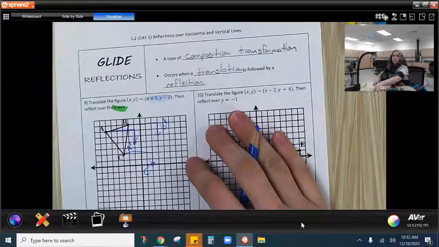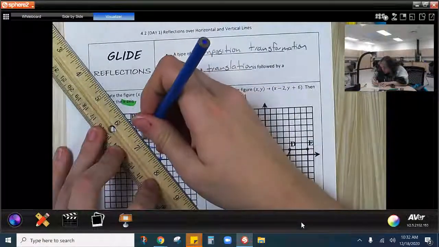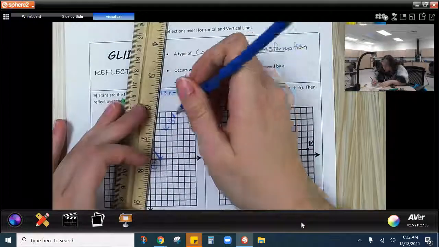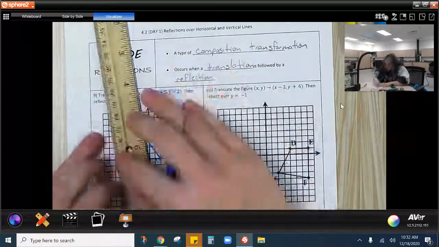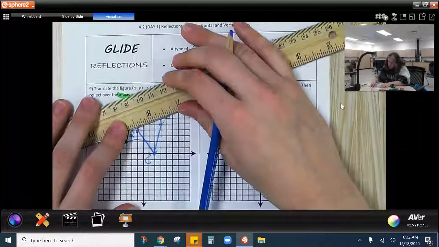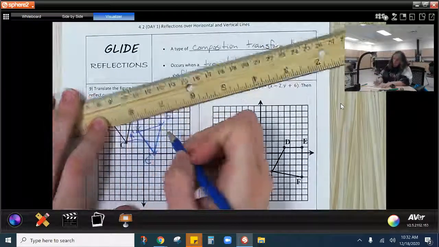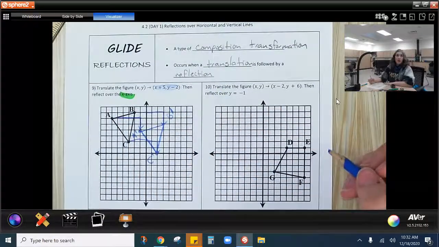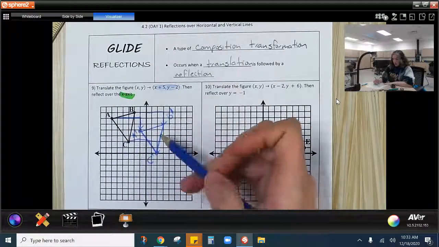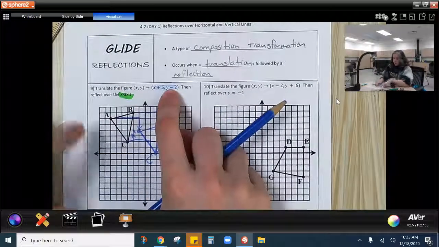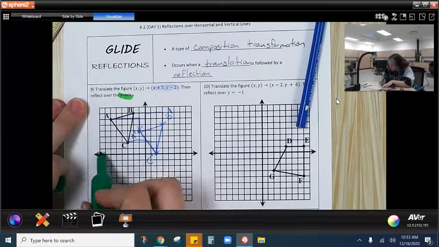And I'm going to use a ruler to draw my new triangle. And we can see that this is the same. Now, these glide reflections are rigid motions, so that means the length and angle measurements are congruent between the initial triangle and our final one. Now, we've done the translation. We have not reflected over the x-axis, so that's what we have to do next. We have to reflect it over the x-axis.